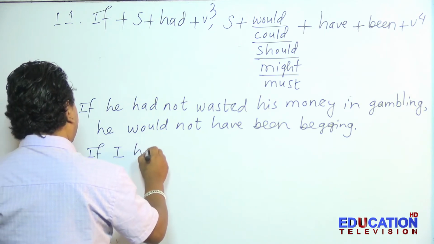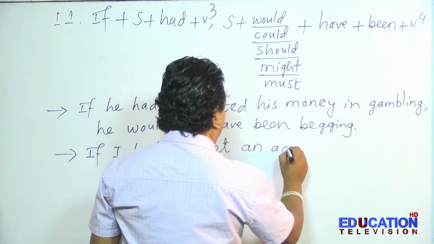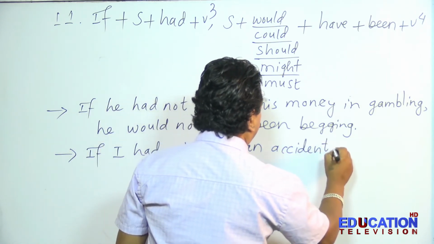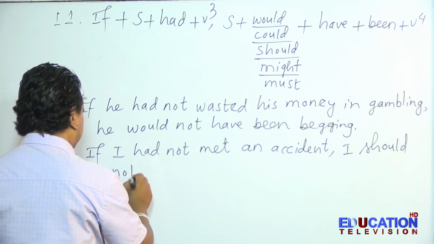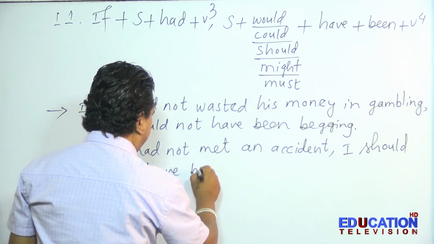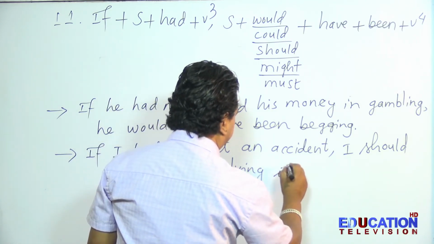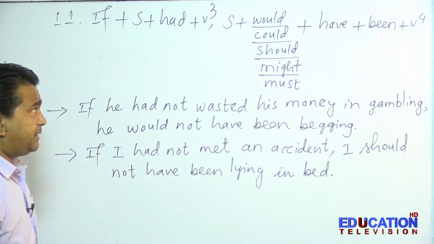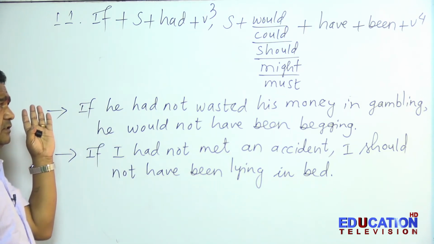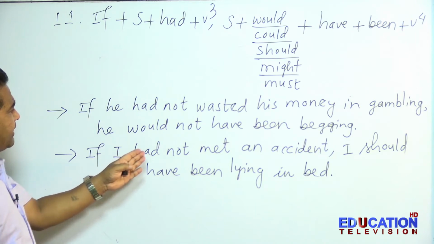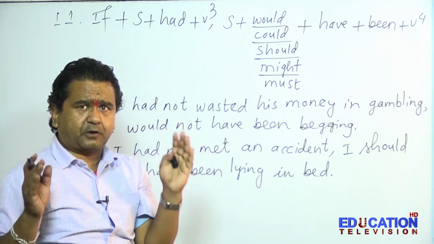If I had not made an accident, I should not have been lying in bed. It means I made an accident because of which I had been lying in bed. So if I had not made an accident, I should not have been lying in bed. I should not have been sleeping in bed because of sickness.